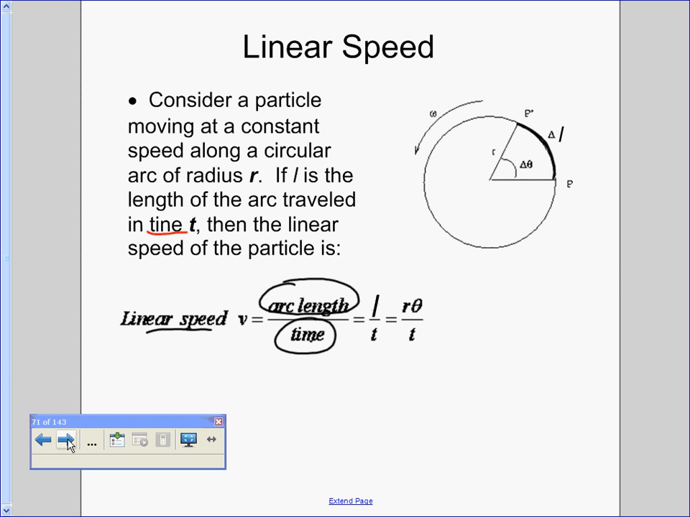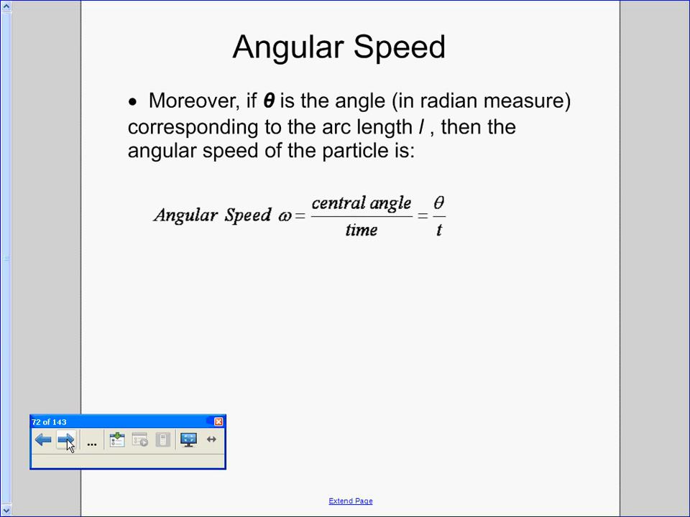This is, of course, the arc length along the edge of the circle. And then we have angular speed. Angular speed is talking about something different. Theta is again the angle measured in radians corresponding to the arc length.